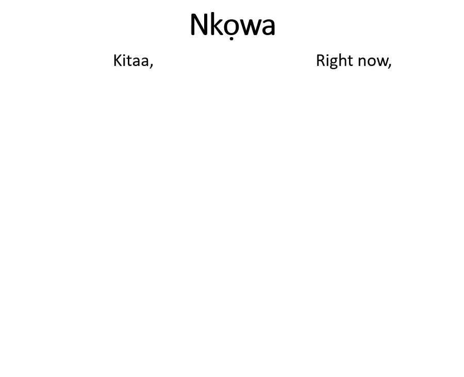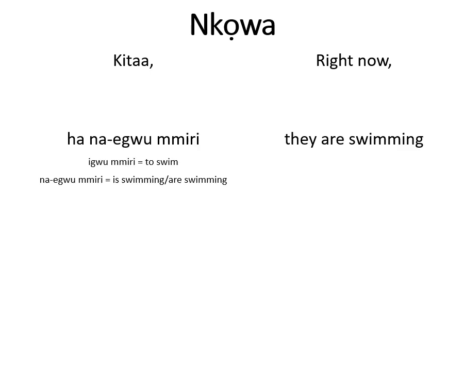For the next section, kịta, right now. Ha na-egwu mmiri. They are swimming. Igwu mmiri is to swim. Na-egwu mmiri means is swimming or are swimming. So they are swimming. Kịta ha na-egwu mmiri. N'ezi. N'ezi comes from na, ezi. But when you drop that a, you get n'ezi. So kịta ha na-egwu mmiri n'ezi. Right now, they are swimming outside.